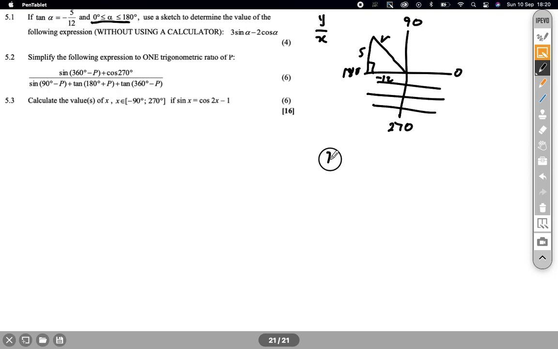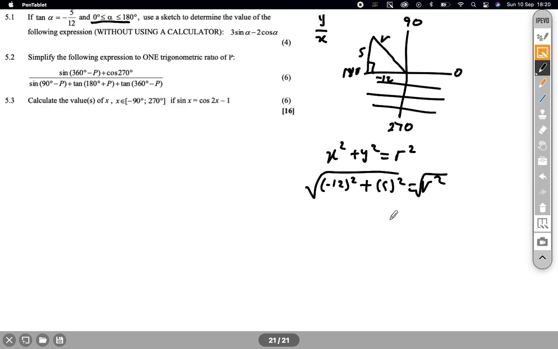Okay, so we're going to say x squared plus y squared equals r squared. Then our x is negative 12, our y is 5. Then we square root both sides and we find 13 is equal to r. For our hypotenuse, we never use plus minus because our hypotenuse is always positive. Now let's find 3 sine alpha minus 2 cos alpha.